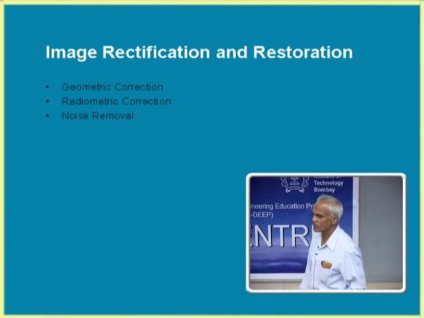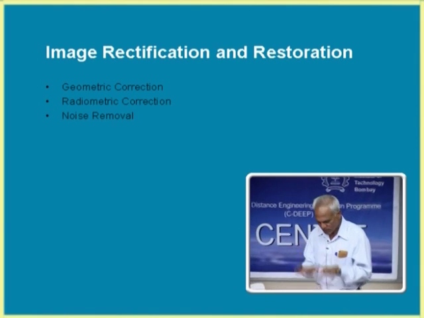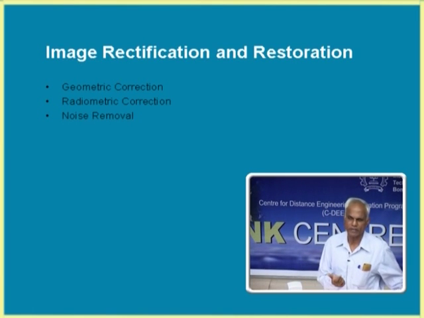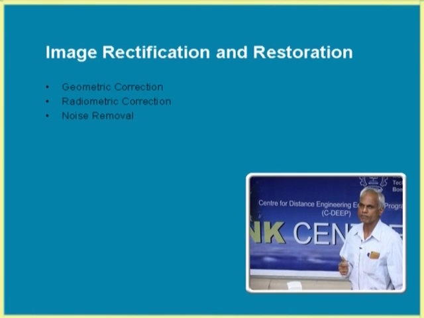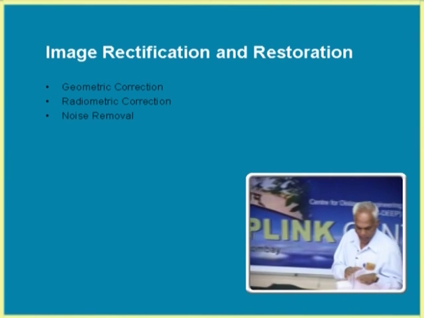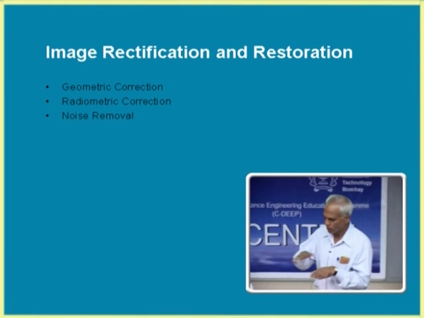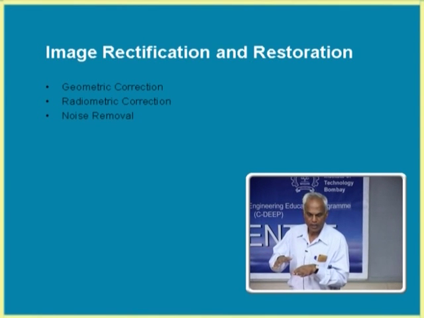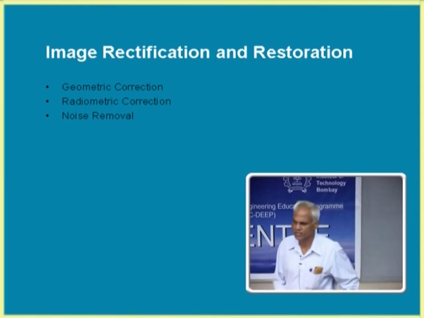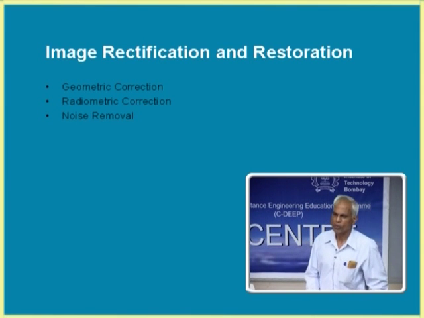How do you determine the geometric correction? What you have scanned, how does it relate with respect to the ground? Otherwise, how do you interpret? How do you use the maps? That is geometric correction. And radiometric correction is because the atmosphere may not be the same. In winter and summer, will the inclination of the sun, the distance to the sun, remain the same in all seasons? Yes or no? So that has to be taken into account.